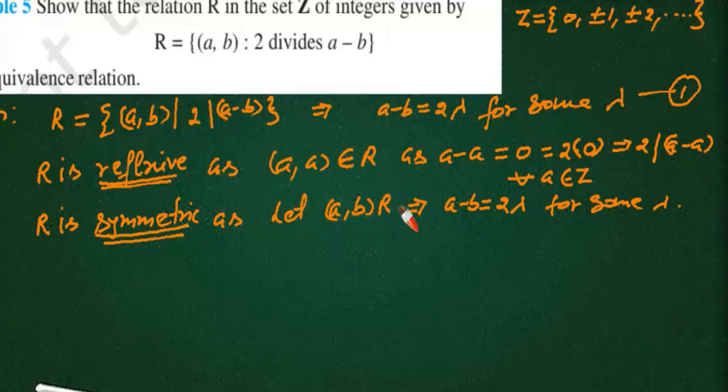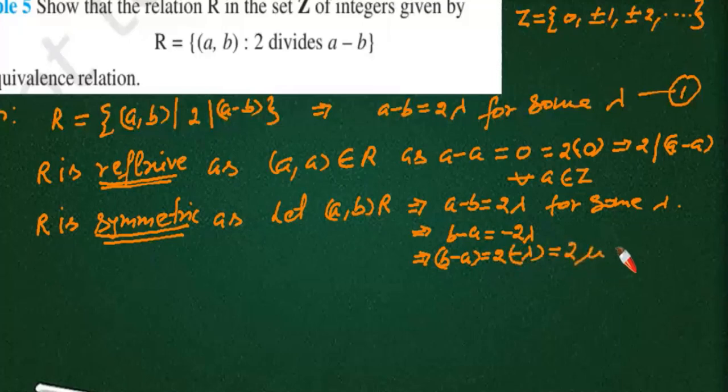this relation R. Now A minus B is 2 lambda. We can multiply both sides by minus 1. So it will be B minus A is equal to minus 2 lambda. We can write this as B minus A is equal to 2 into minus lambda. Minus lambda can be taken as mu. So you can write 2 mu, where mu is a constant. Okay, its value is minus lambda. So you see B minus A is 2 mu.